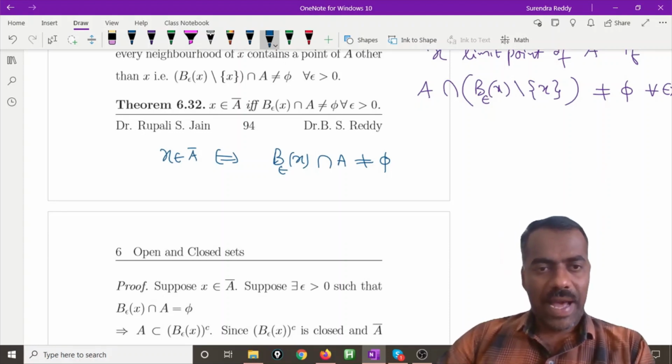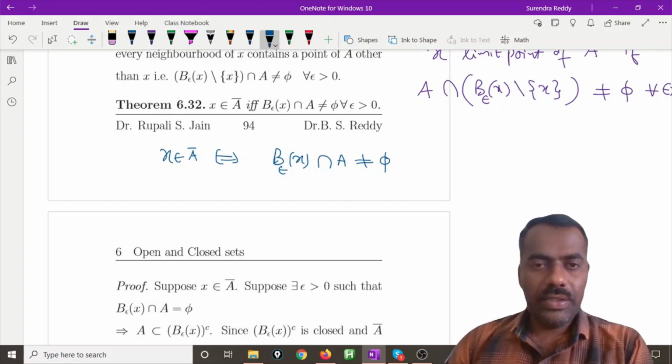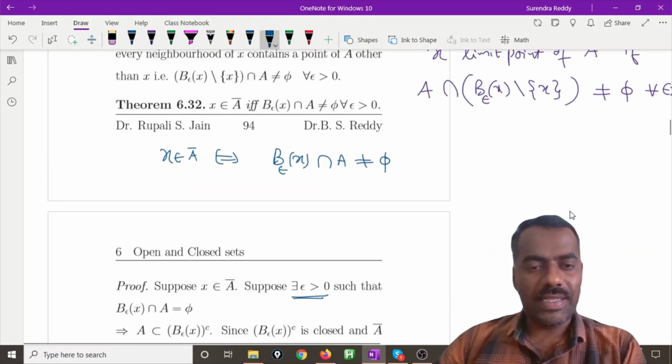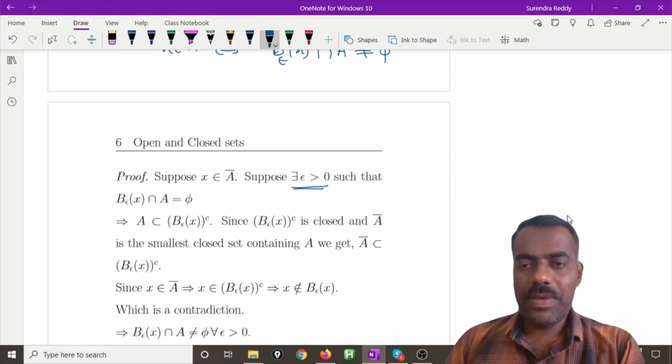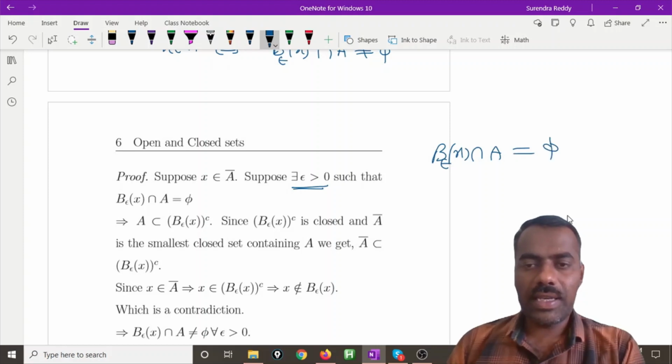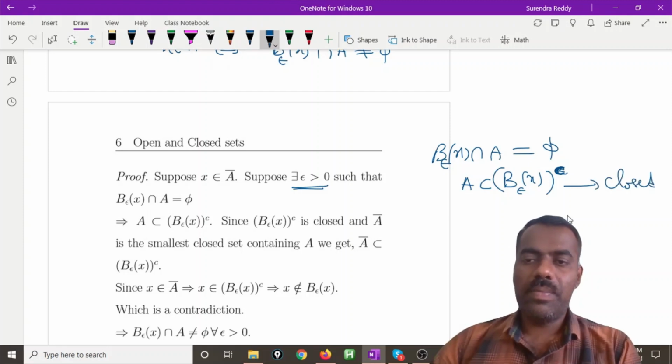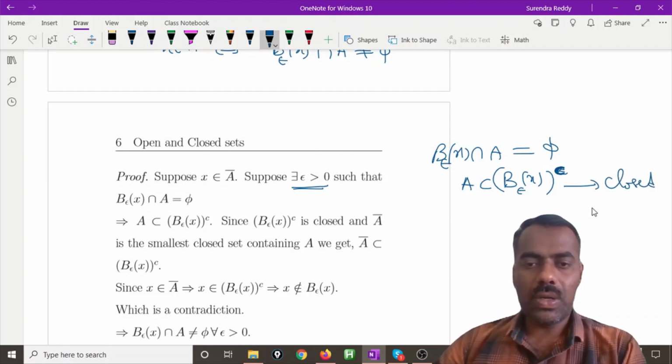Suppose x is in A bar and we want to show that the intersection is non-empty. Assume by contradiction that there exists some epsilon greater than 0 such that this ball is not intersecting A. So Bx epsilon intersection A is empty. Then obviously A is contained in the complement of this ball. But this is a closed set, because Bx epsilon is open, so its complement is closed, right?